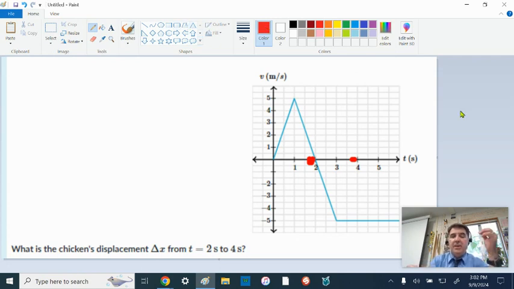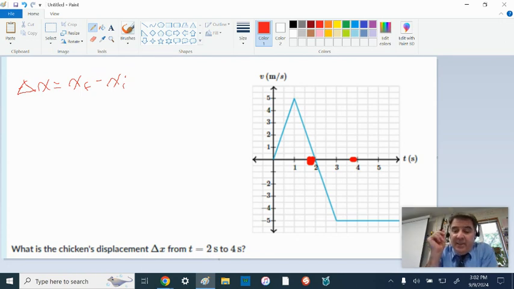So displacement on a VT graph. You got to remember on a VT graph, displacement is delta x. So delta x really is defined as a couple ways. xf minus xi. But that's on an x graph, right? I mean, you can't actually see position here. When you're on these, your displacement is going to be your area.